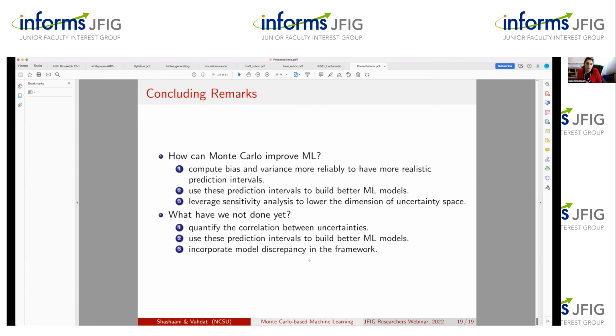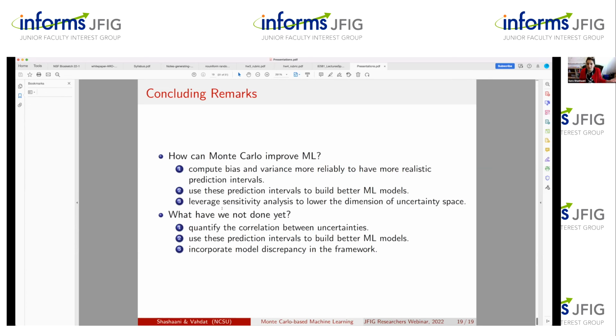And to conclude, if we can look at machine learning from the lens of Monte Carlo, there are several benefits to that, right? We can compute the bias and variance more reliably and have more reliable prediction intervals. We can actually build better machine learning models. That doesn't mean they have to be more complex, right? Like deep learning. They don't have to be super complex that it is hard to understand what's really the major factor. It can be a linear regression, but it is going to be a better model because it's going to generate more robust predictions.